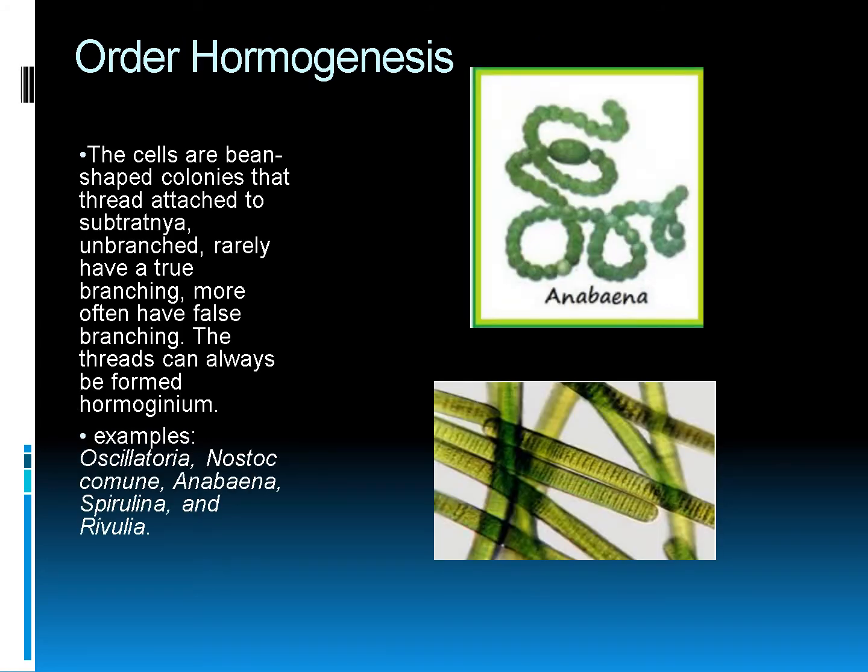Order Hormogonales. The cells are bean-shaped colonies. They rarely have true branching and more often have false branching. The threads can always be formed as hormogonia. Examples are Oscillatoria, Nostoc commune, Anabaena, Spirulina, and Rivularia.